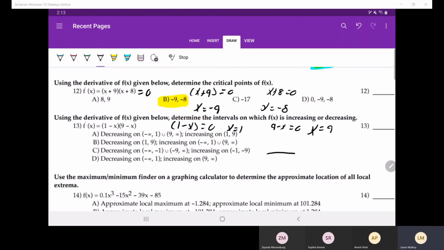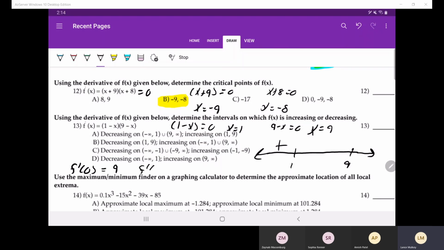So what I like to do is draw a number line and plot your critical points. You're following me? And so we're going to plug numbers into f prime of x that are less than 1, in between 1 and 9, and greater than 9. So first we're going to do f prime of 0 equals 1 times 9 equals 9. You don't even have to do 1 times 9, but it's positive. All you care about is that it's positive.